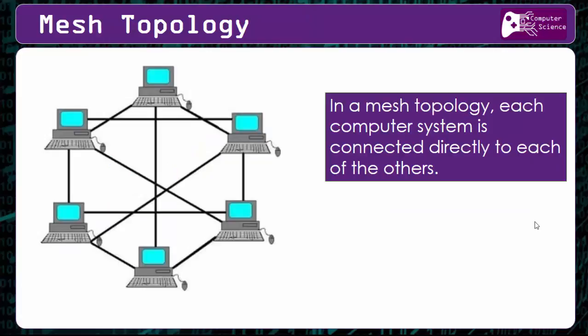Finally, there's the mesh topology, and in this topology all the computers are connected directly to every other computer within that network. This is obviously going to increase the amount of cabling that is needed, because essentially if you had 10 computers in a room, you'd have to have 10 cables linking it to every single other computer within that room, and that would be the same for all 10 of them. So you can see how quite quickly the amount of cabling would increase.